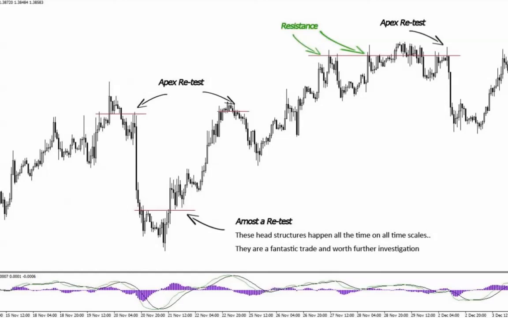And we've got an even bigger head structure here. We've got a resistive area. Again, price ranging sideways above that, breaks back through, and then accelerates south.